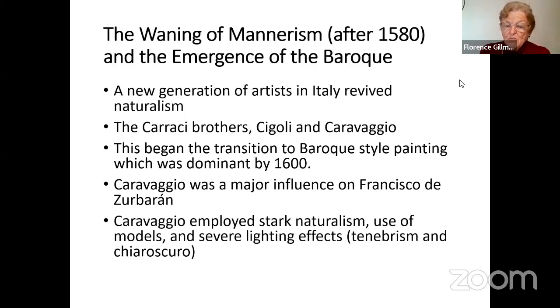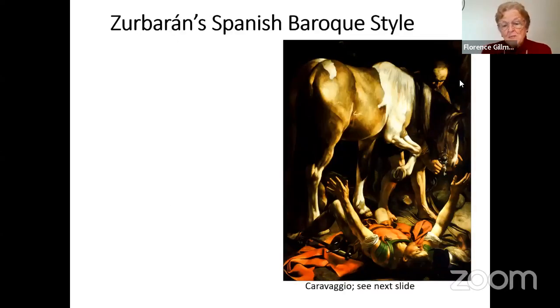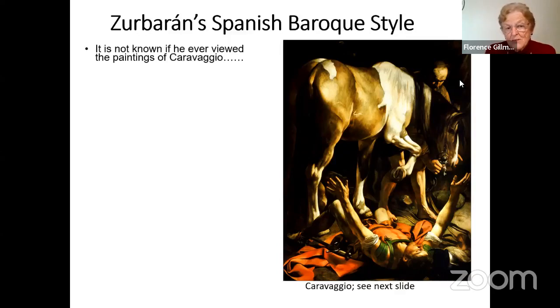Caravaggio was a brilliant master of chiaroscuro, so he employed also a lot of naturalism, and he used models in order to achieve this, and severe lighting effects, so severe light and darkness, chiaroscuro, but also tenebrism. You probably know this painting of Caravaggio. This is one of the most famous paintings of St. Paul, of the conversion of St. Paul, of which there are many, many paintings.